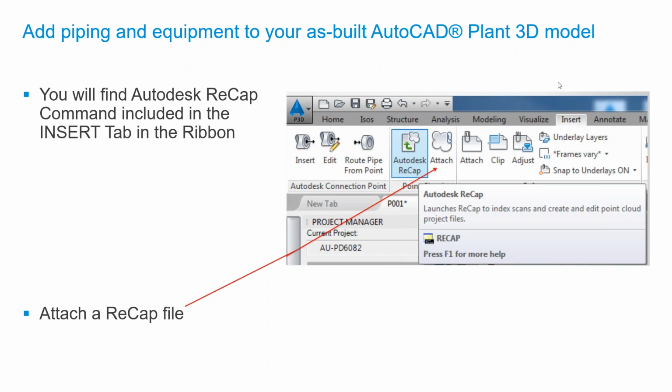Once you want to bring these scanned images into Plant 3D, you have a functionality at the top of Plant 3D where you can use the Autodesk ReCap command to insert or attach these registered scans into Plant 3D. While attaching this information, it opens up ReCap, indexes those scans, and attaches those file formats.